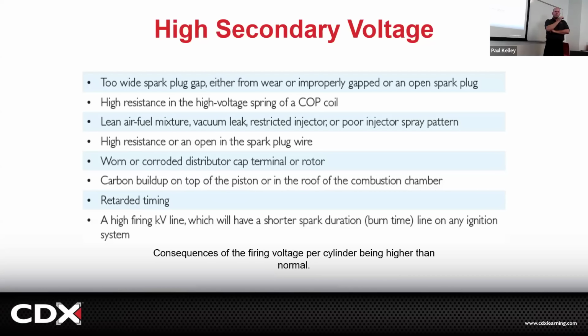It's a good idea. Think of how compression occurs, right? We pull down, we pull the air in, and then we compress it up into the head. If there's carbon on top of the piston, doesn't it make the combustion chamber smaller? So isn't it more compression? If it's more compression, it's going to be a higher firing line. So you'd be like, whoa, that cylinder has a high firing line. It could have excessive compression. How's that happen? It's maybe because of carbon.